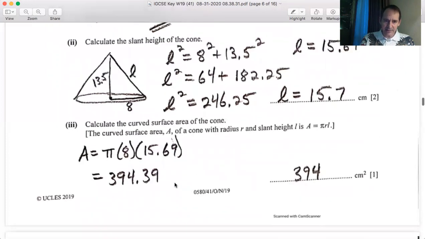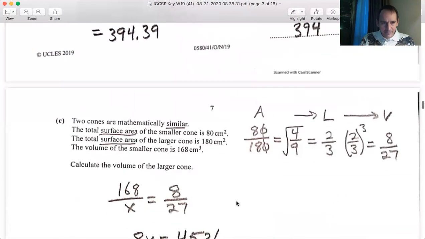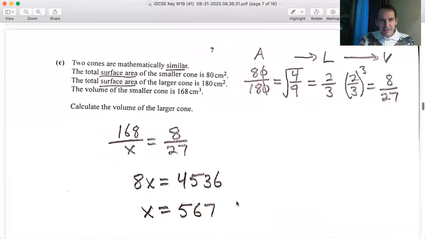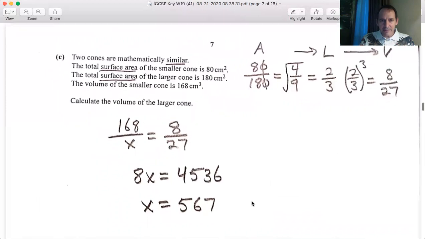15.69 times 8 times pi gives us 394.39, which to 3 significant figures is 394. Letter C, the two cones are mathematically similar.